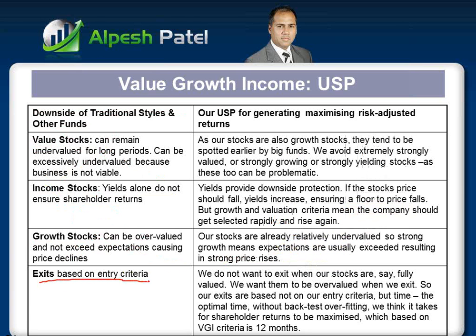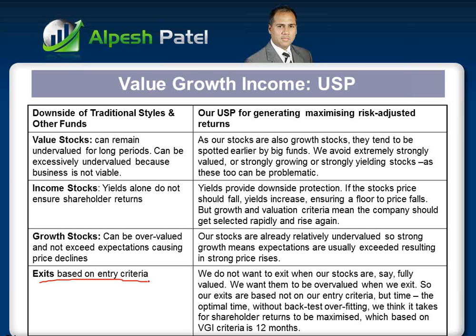See, the exits I have are based on, with traditional funds, the entry criteria. So if they got in on a stock because it's a value stock, a stock which is undervalued, they've obviously got to exit when that stock is well valued, because they're a value fund. So they can't hold overvalued stocks. Or if they're a growth company, they can no longer hold a stock which is no longer generating growth, even if its share price, because it's undervalued, is still rising. We avoid that problem because our exit criteria are not based on our entry criteria.